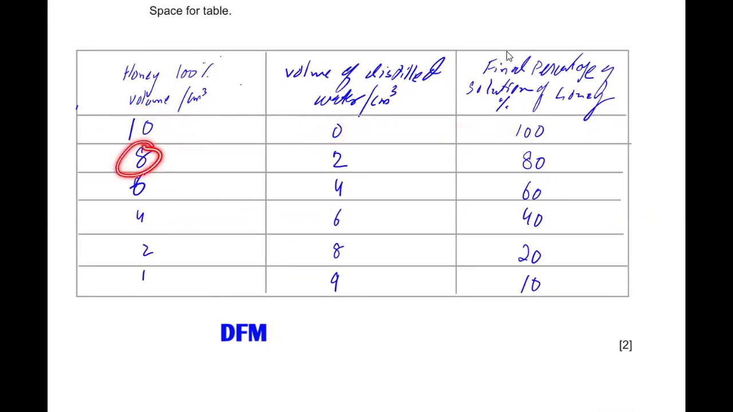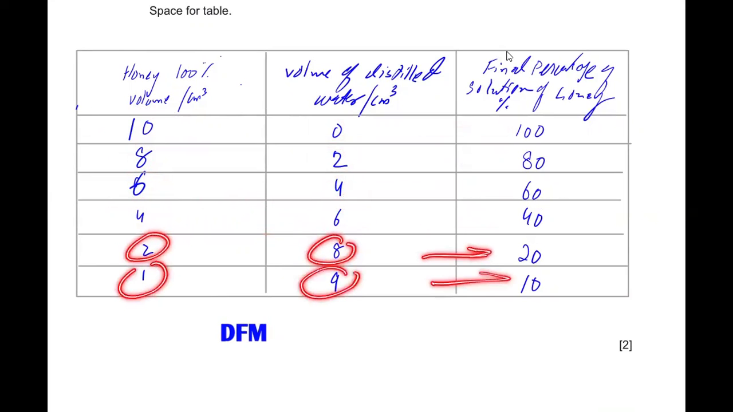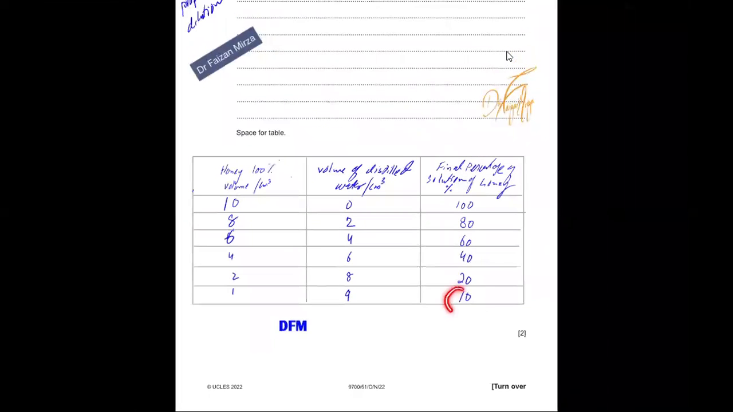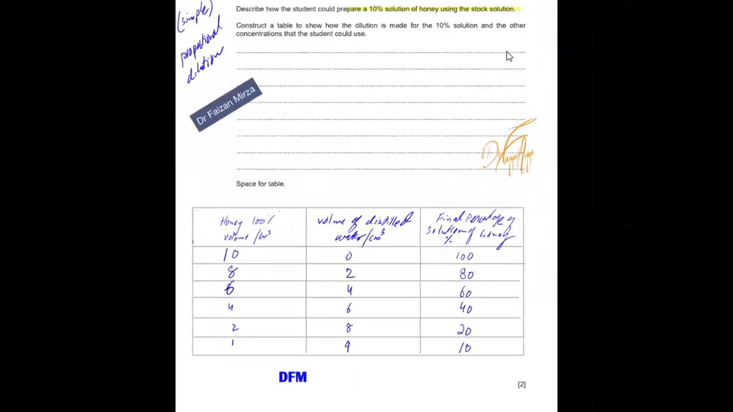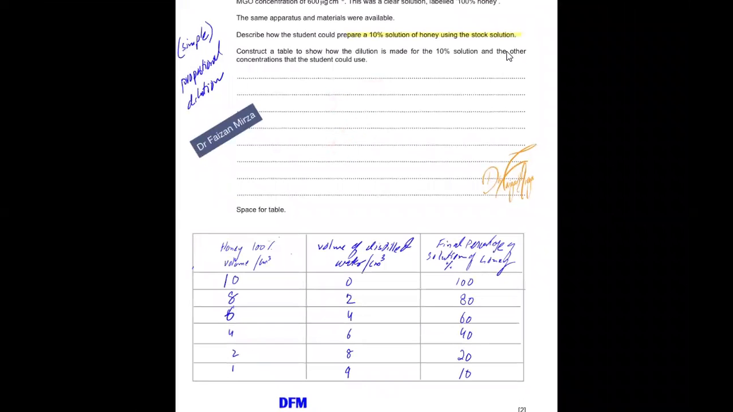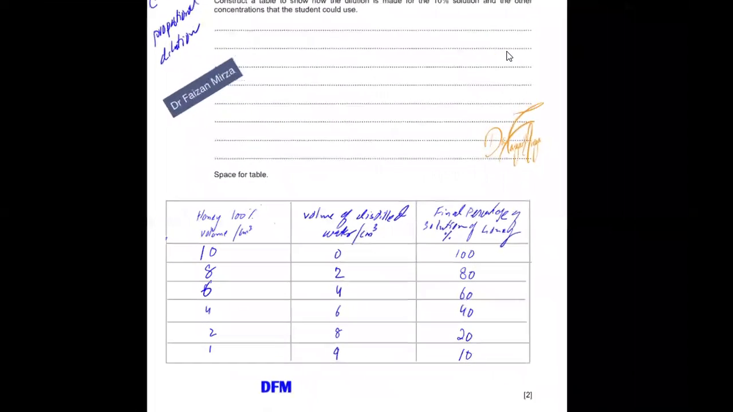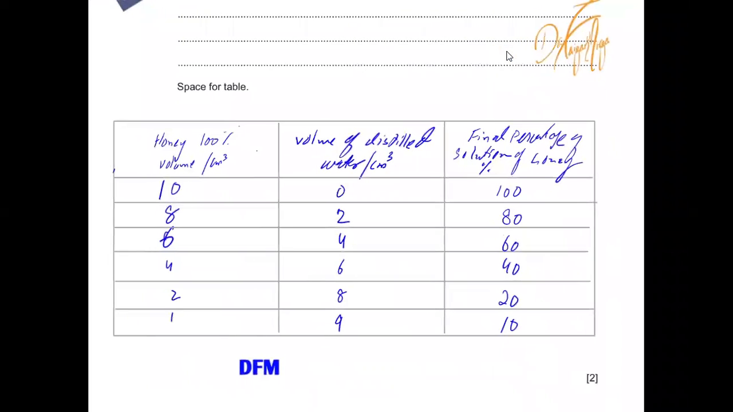If I add 8 of this and 2 of this, I get 80%. If I add 6 of this and 4 of this, 60%. If I add them in 4 and 6, I get 40%. If I add 2 and 8, I get 20%. If I add 1 and 9, I get 10%. So this 10% is what's required. This is the description that you will add here, that this is how the dilutions will be done. And using proportional dilution, you can prepare this very well.